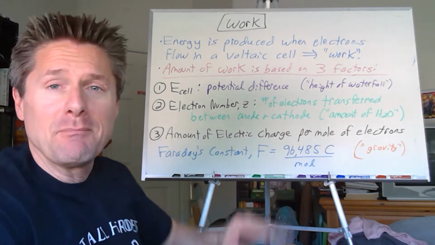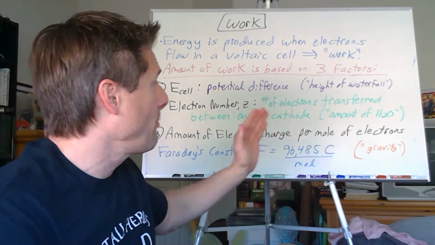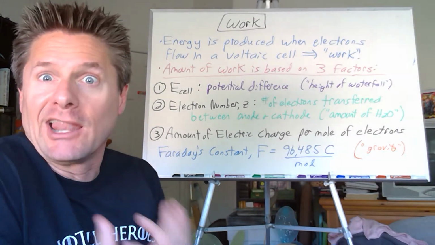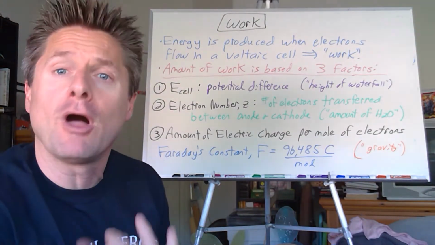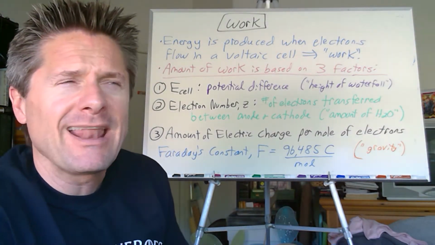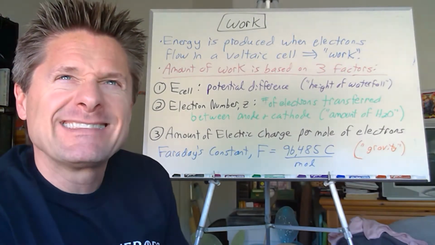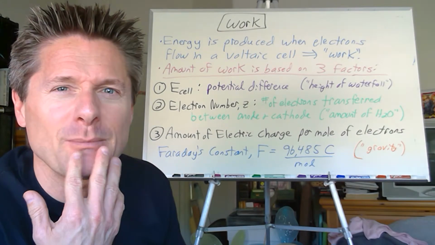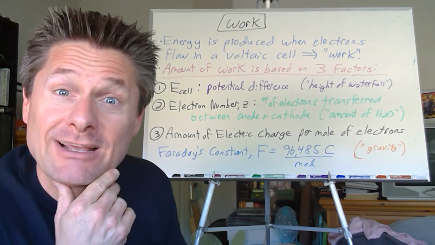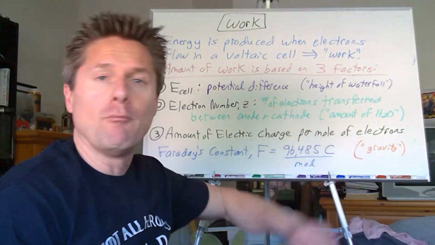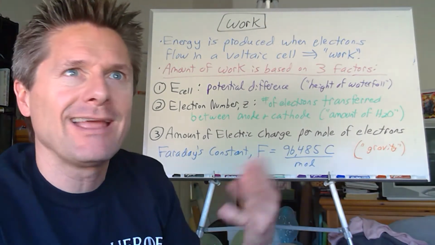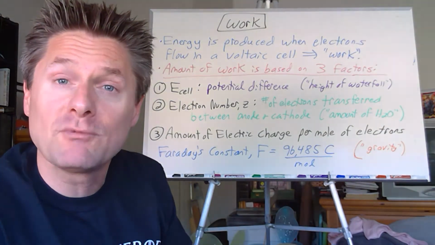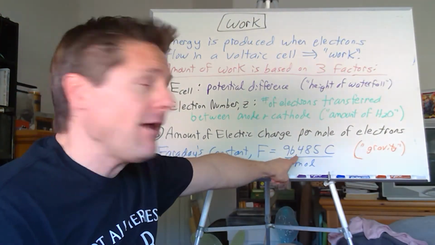And then lastly, the amount of electric charge per mole of electrons. So if we have a mole of electrons being transferred, what's the electric charge on it? And the unit of that's the coulomb. I introduced the coulomb earlier, and I think I gave you the charge of a single electron, negative 1.602 times 10 to the minus 19th coulombs for a single electron. Well, if we do it for a mole of electrons, just take that 10 to the minus 19th times Avogadro's number, right? 6.022 times 10 to the 23rd, and you get Faraday's constant.